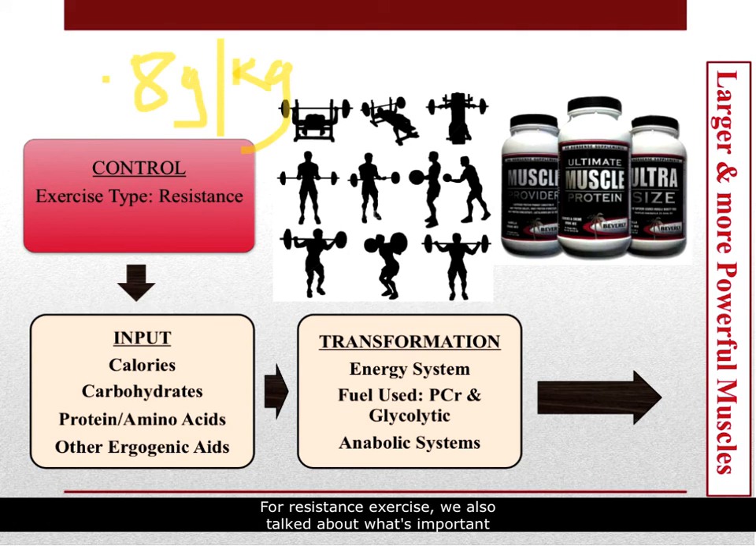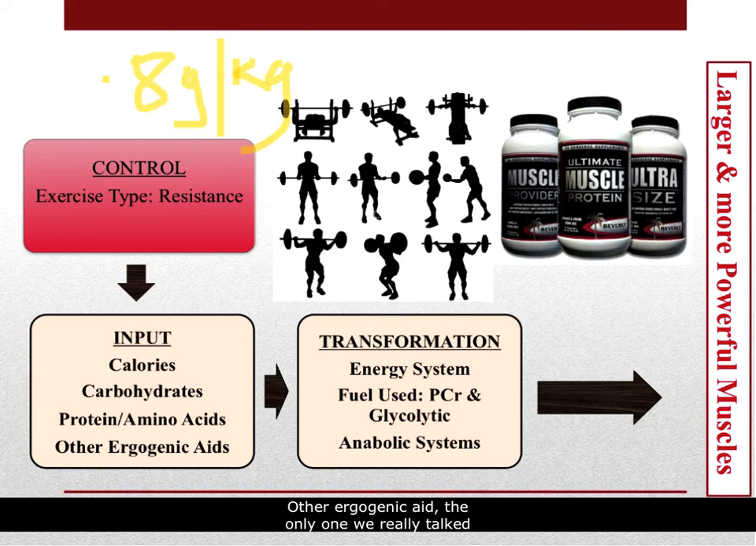For resistance exercise, we also talked about what's important to consider for that type of program. We talked about calories, carbs, proteins, and other ergogenic aids. Calories: know the amount to increase your caloric intake. Know the importance of carbohydrates and why carbs are so important for resistance programs, and again, it's that initial minute of the glycolytic or anaerobic systems. We talked about protein: know the amount that is perfect for nitrogen balance or what's shown in research to be plenty, even for bodybuilders, and know some of those popular amino acids that people take.